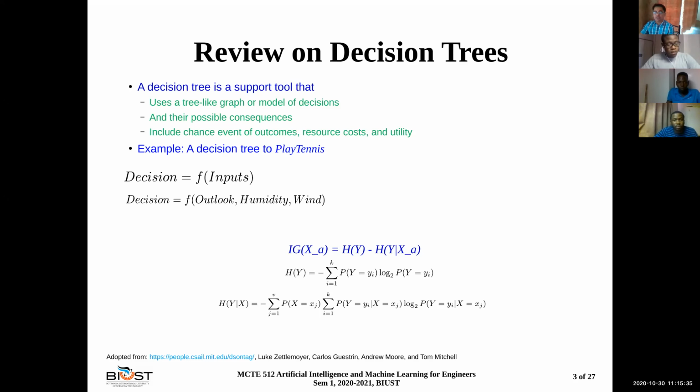But the question is, how do we build the tree? The criterion to help us choose which layer of the tree we will be using is the information gain. The information gain based on a particular attribute, for example the attribute XA, is based on the absolute entropy minus the entropy of the expected output given the attribute XA.